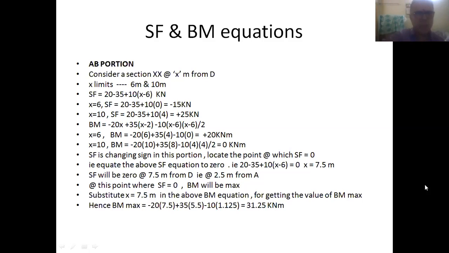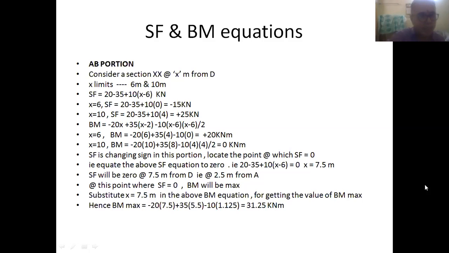And friends, now here we have to make some additional calculations. This shear force is changing sign. It is changing from a negative value to a positive value. So for changing the sign, it will become 0. Therefore, we have to locate the point at which the SF is equivalent to 0. So equate this SF equation to 0. Automatically you will get that point, and it is measured as 7.5 meters.